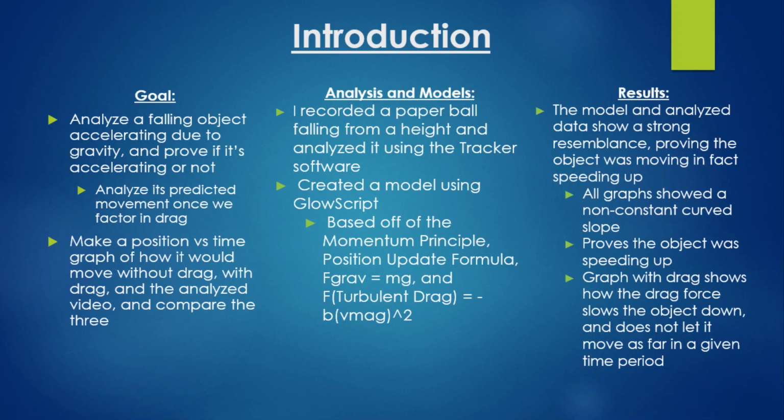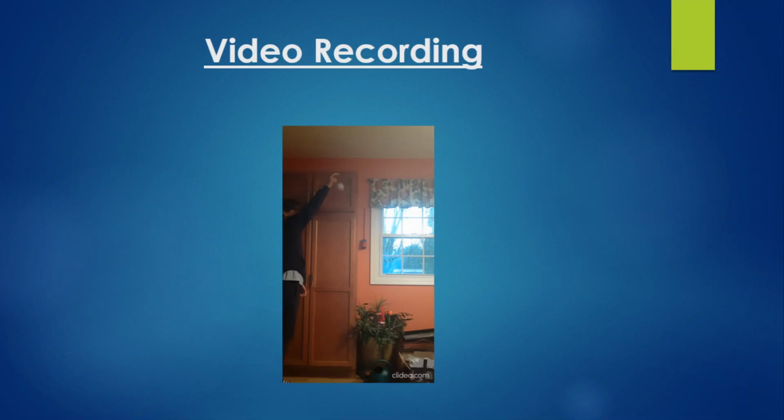The results showed a strong correlation between the model and analyzed data, showing a strong resemblance, proving that the object was in fact speeding up. All graphs show a non-constant curved slope, which proves the objects were experiencing acceleration. Also, the graph with drag shows how the drag force slows the object down and does not let it move as far in a given time period. So here's my video.